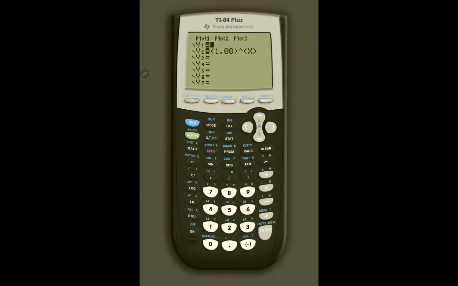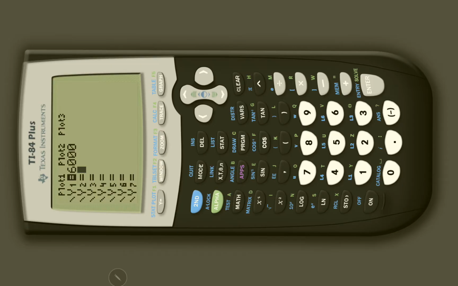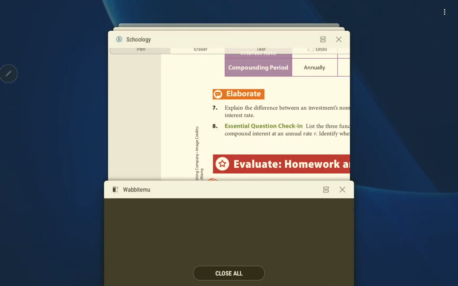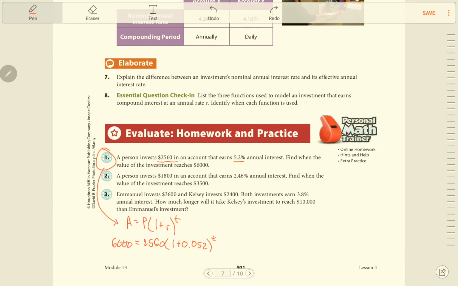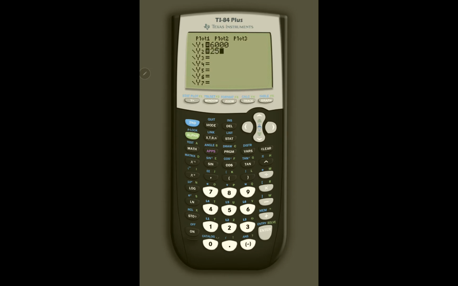Okay, so we'll go to y equals. I'll type in the 6,000. That's what we're shooting for. And then the initial investment was, I've got to take a look here again, 2,560 times 1 plus 0.052 to the, now of course we're not going to use t, we're going to use x here because we're graphing.